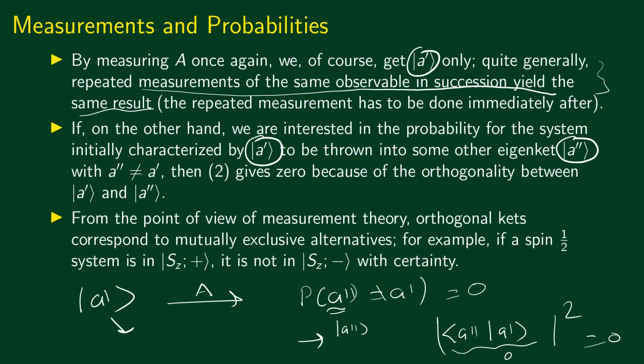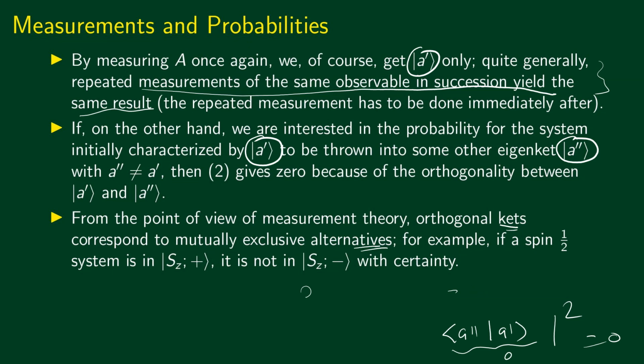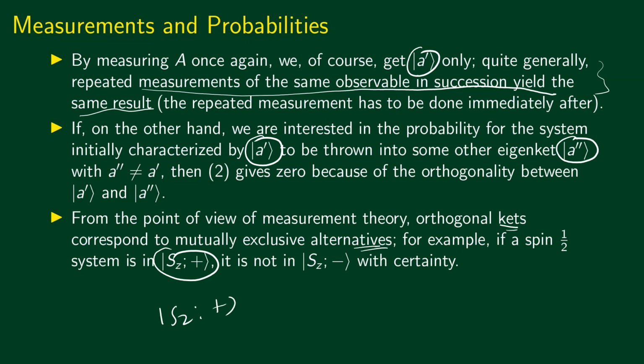Now, from the point of view of measurement theory, orthogonal kets correspond to mutually exclusive alternatives. So when we say that two kets are orthogonal, they correspond to mutually exclusive outcomes. For example, if you say that the spin half system is in the state ket Sz plus, then if you make a measurement of Sz on this, you are sure to get plus h bar by 2 and you are sure not to get minus h bar by 2.